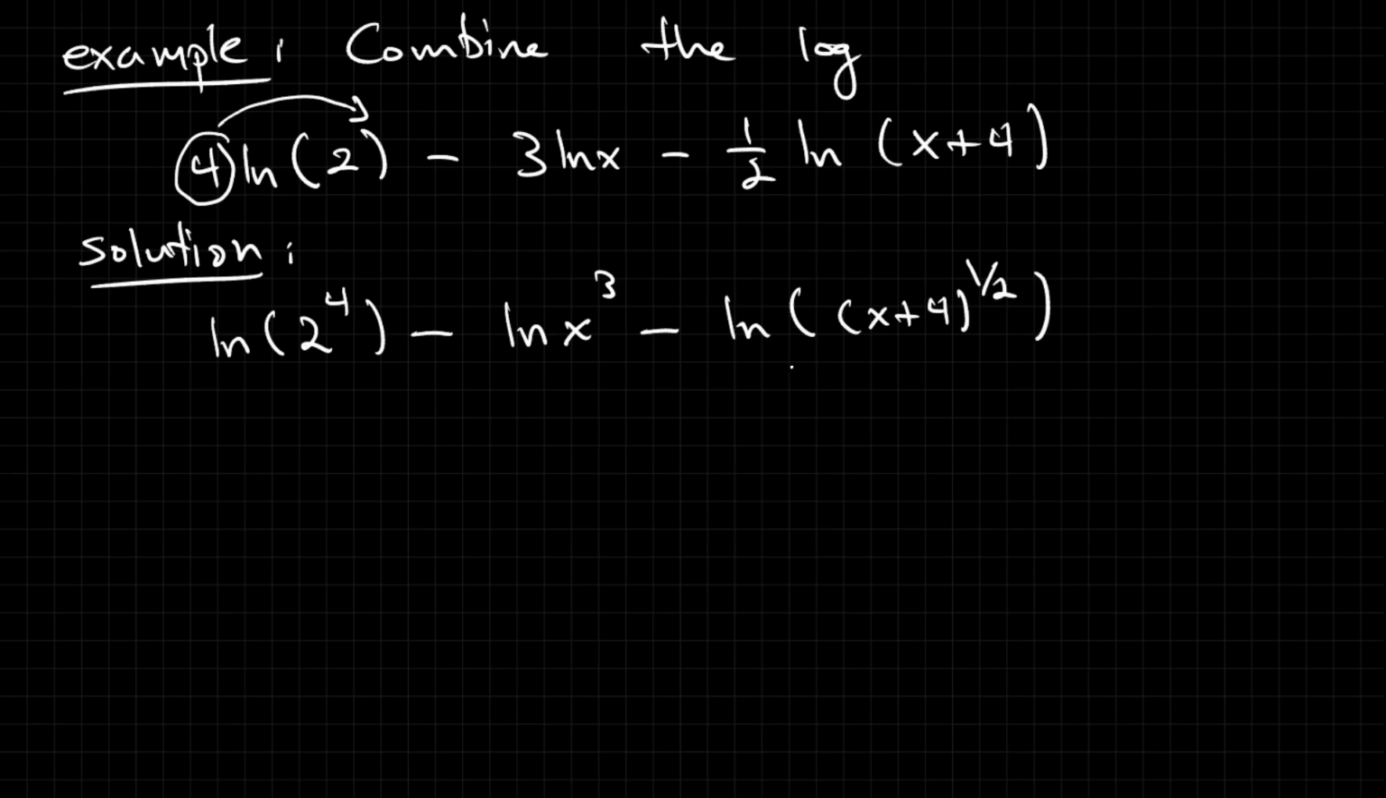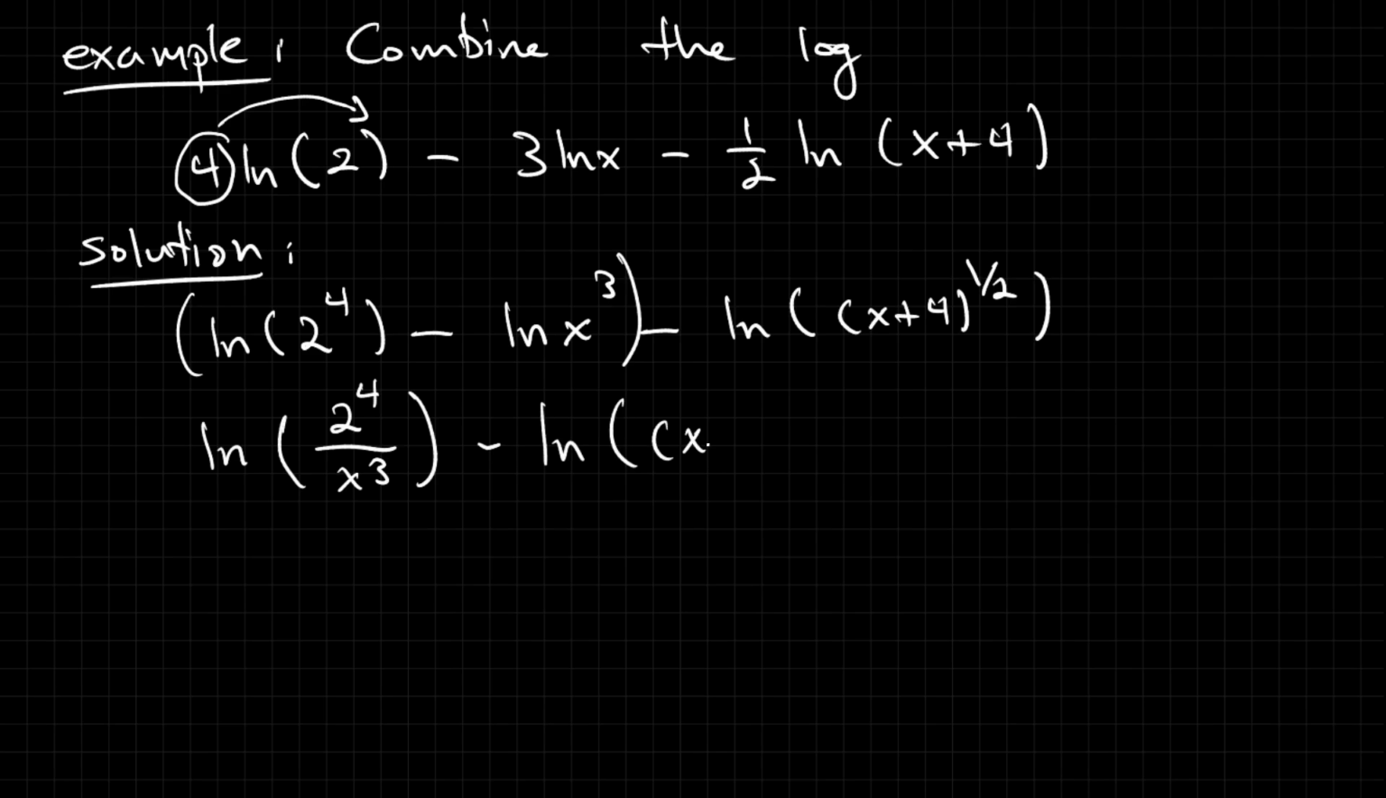Now there are a couple different ways you can go about doing this next step, but what is important, we'll talk about in just a moment. So I'm going to take this step by step. First, I'm going to do this operation here. ln of one thing minus ln of another. That is ln of the difference. So this is ln of 2 to the 4th over x cubed. And then I'm doing minus ln of x plus 4 to the 1 half.